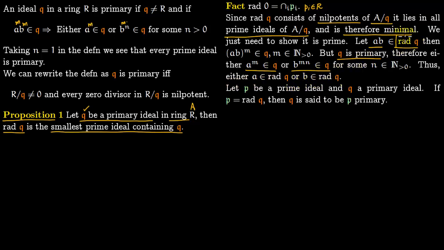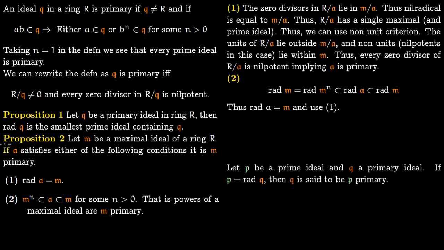Therefore the radical of Q is a prime ideal, and by this theorem or this fact here, this radical of 0 is precisely the radical of Q, and these prime ideals P_i lie in A modulo Q. This radical of 0 is the radical of Q, and this is the minimal prime ideal because it lies in the intersection of all prime ideals. So we have done this. Now some terminology. Let P be a prime ideal and Q a primary ideal such that P is equal to the radical of Q. Then Q is said to be P-primary.